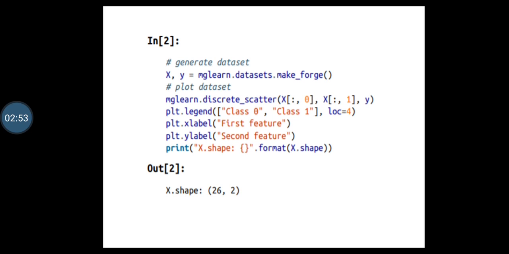Legend means the name that is defined on a graph, and then after plt.xlabel, first feature, and at the y axis we define the second feature. Then print X.shape, and the output is X.shape: (26, 2). Here 26 is the number of rows and 2 is the number of columns.